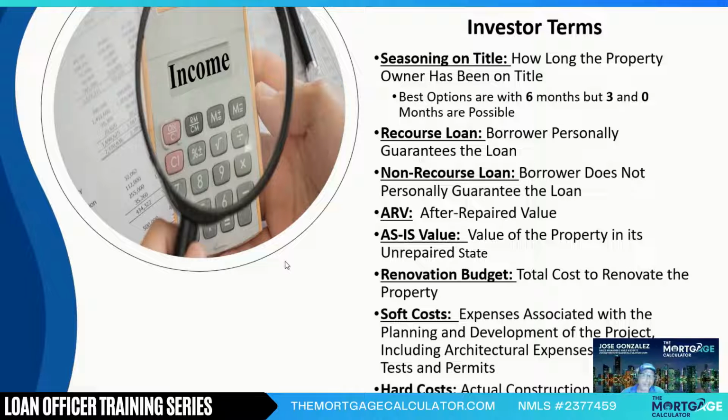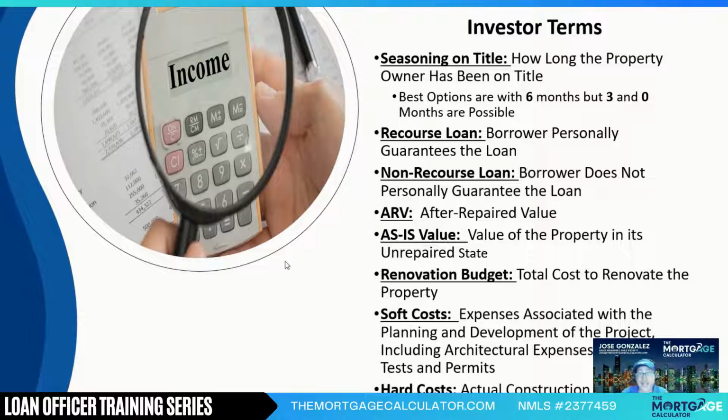Now, the best options out there are when we have options that require 6 months or less, which we do have, and we even have options that require 3 months, and options that let you go in with 0 months seasoning on title. The key to this is that seasoning on title determines whether you can use the current appraised value as the market value, instead of using purchase price plus renovations.